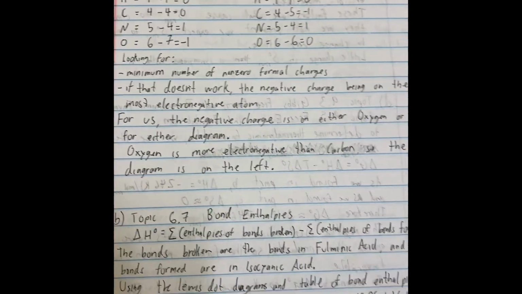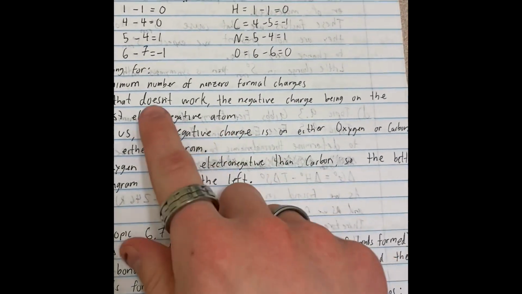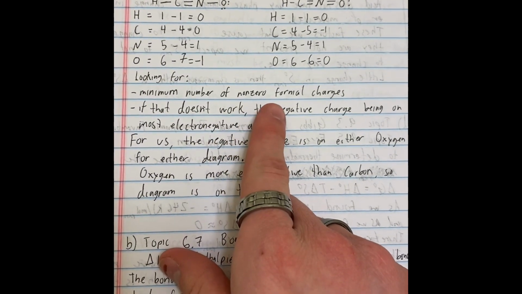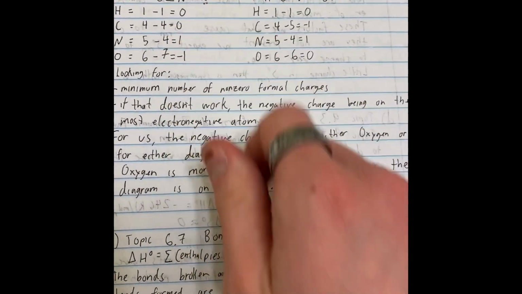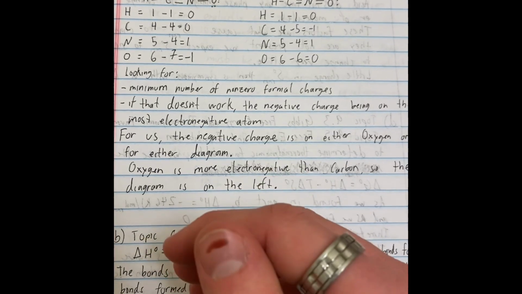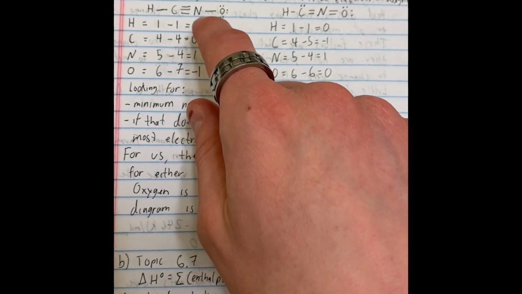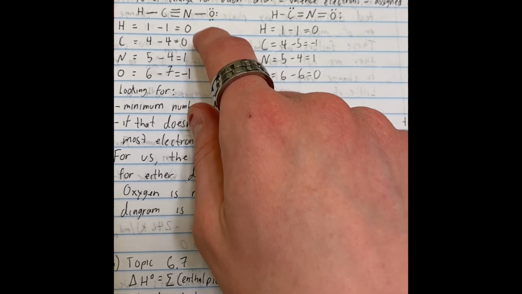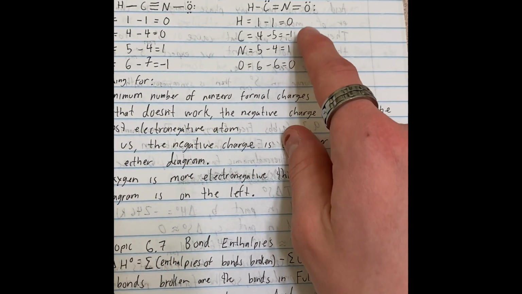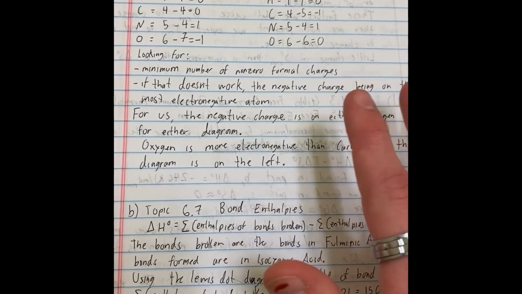What we're looking for with formal charge then is the minimum number of non-zero formal charges to figure out which Lewis dot diagram is better suited to represent the molecule. In this example though, they both have 0, 0, 1, negative 1, negative 1 and 1. So we can't use that.